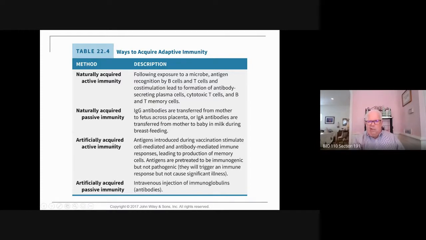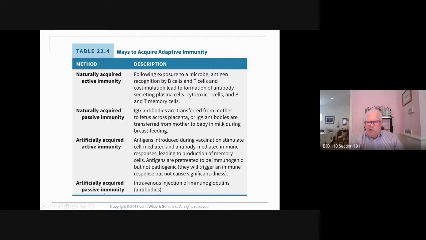Artificially acquired active immunity is when we give you the vaccination. COVID-19, I've had both shot 1 and shot 2. Now I am hopefully immune to COVID-19. I now have artificially acquired active immunity. Okay? That makes sense?